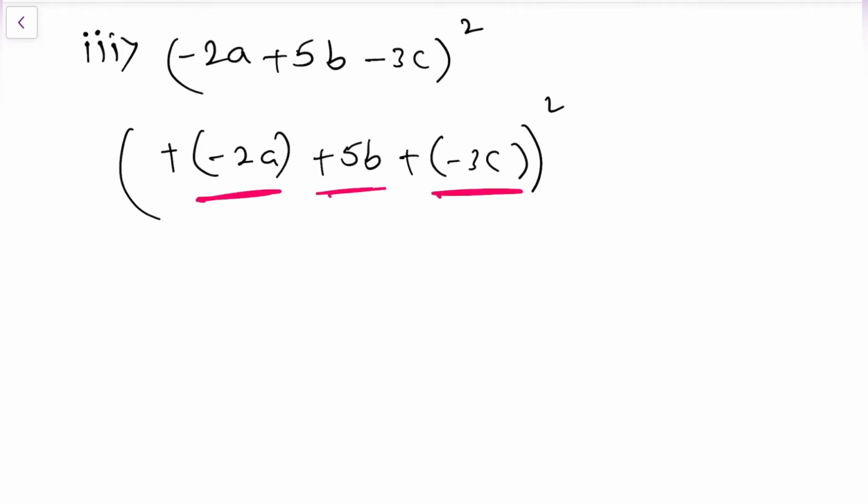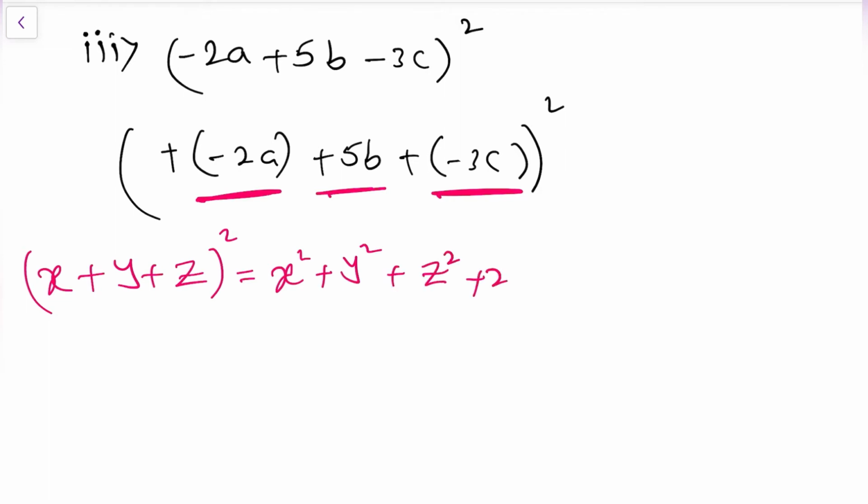(x plus y plus z) whole square is nothing but x square plus y square plus z square plus 2xy plus 2yz plus 2zx. Actually, a plus b plus c also we can take, but already we have a, b, c in this question. So that's why, not to have any confusion, I'm going with x, y, z. Okay, now let us substitute then.